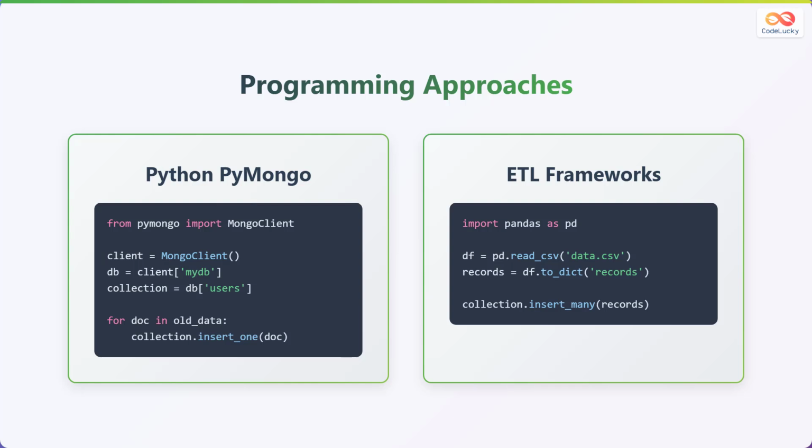Another approach is using ETL frameworks. You can use tools like pandas to read data from various sources, transform it, and then load it into MongoDB. Here's an example. import pandas as pd, df = pd.read_csv('data.csv'), records = df.to_dict('records'), collection.insert_many(records).